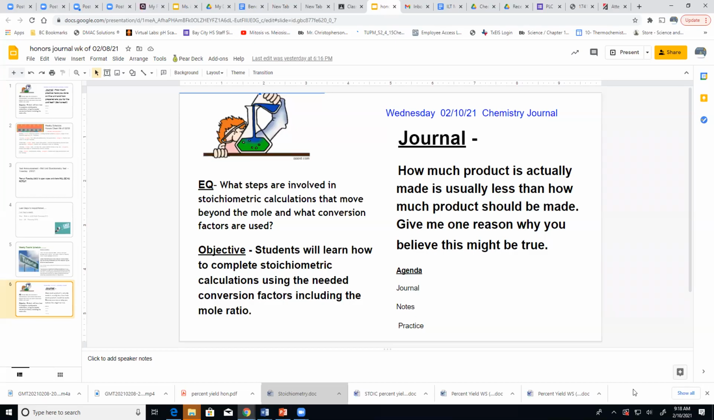So tomorrow we'll start with the quiz. I think it's 10 questions on limiting reactants, and it is on your Chromebook on quizzes. On Friday, I will not be here, and Miss Coker will be here, and y'all will have a writing assignment that needs to be done.